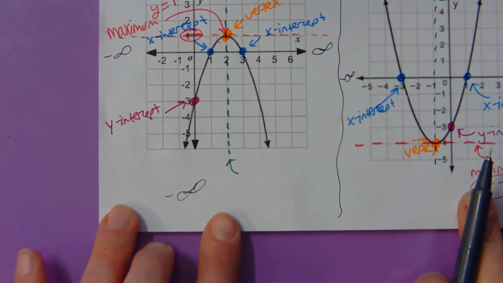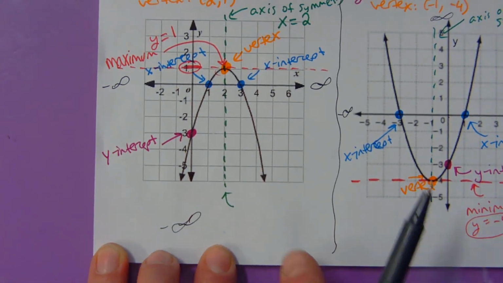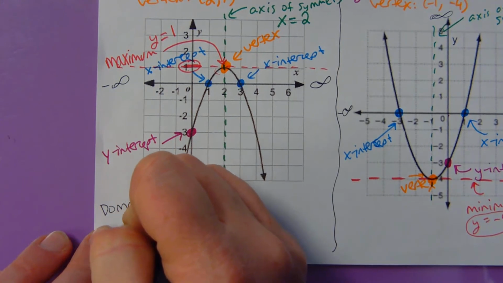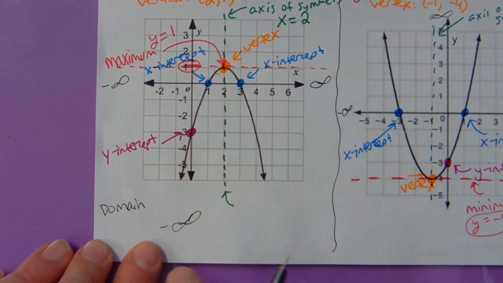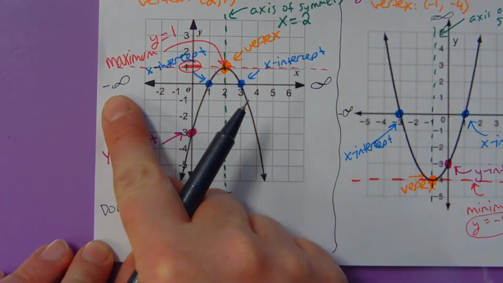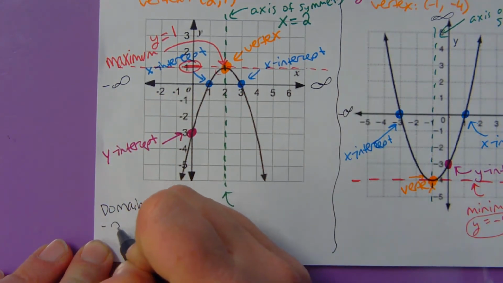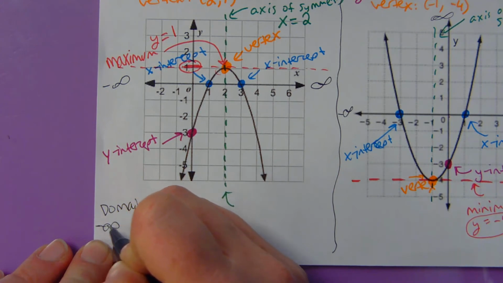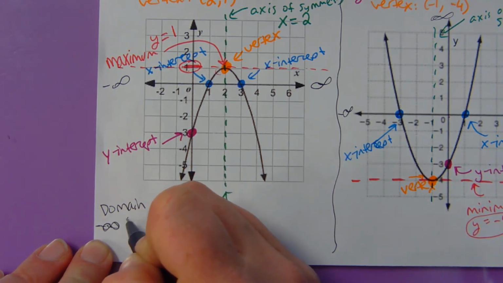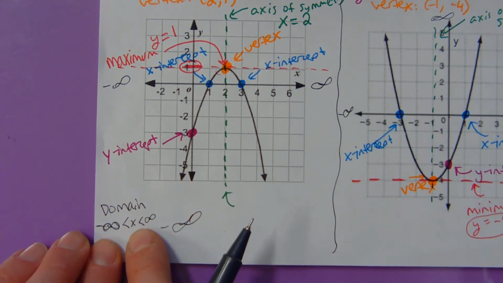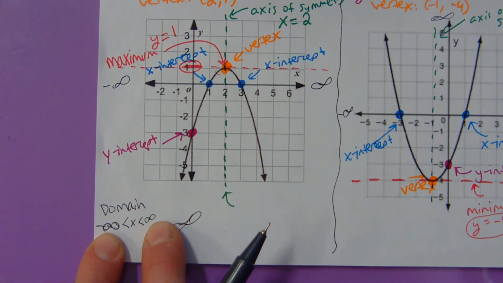And so I'm going to use the bottom here. So remember the domain, those are my x's. And so my domain goes from negative infinity all the way to infinity. And for every parabola, it's going to be the same. So negative infinity is less than x, which is less than positive infinity. All that's saying is x is bigger than negative infinity, but smaller than infinity.